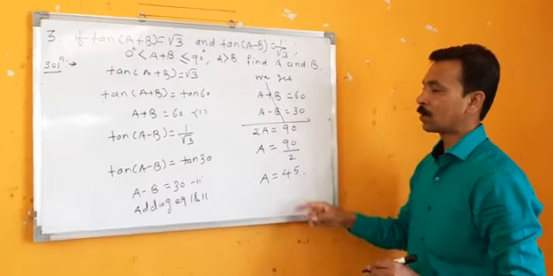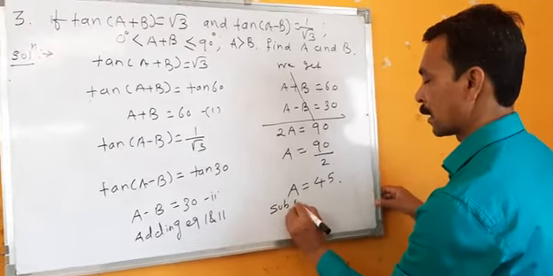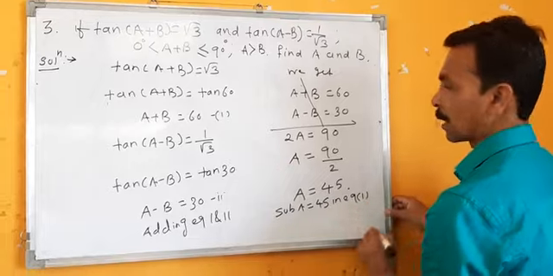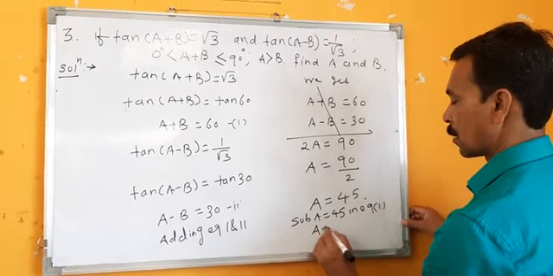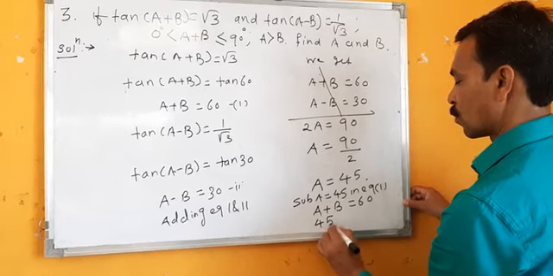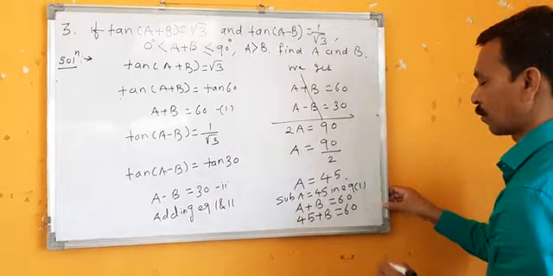Now place this value in equation number 1. Substitute a is equal to 45 in equation number 1. What is equation number 1? A plus b is equal to 60. What is a? 45 plus b is equal to 60. Right?